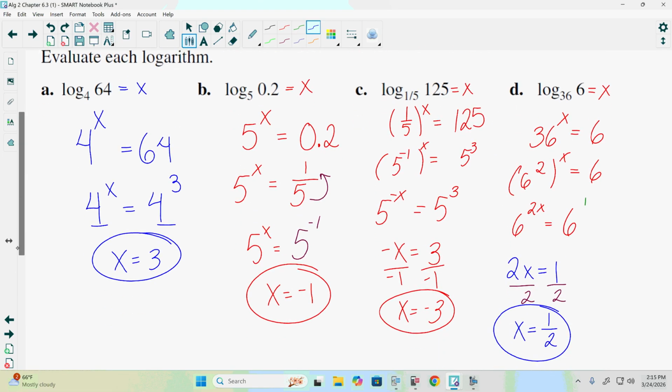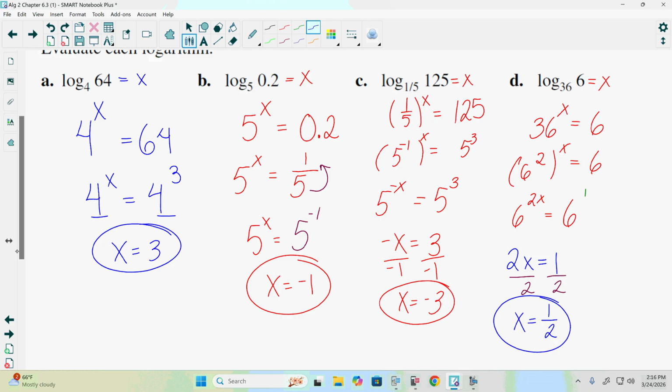Now, for the most part, A, B, C, we can logic our way there. We could get there eventually. D is not as easy, but we can get there. It just takes a little more work to get there.